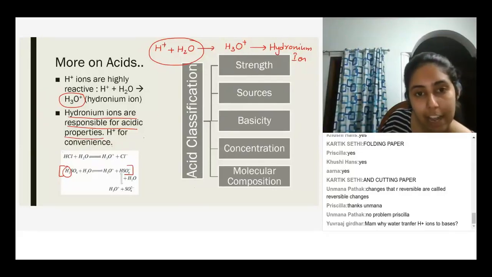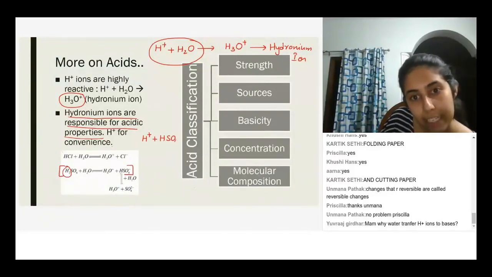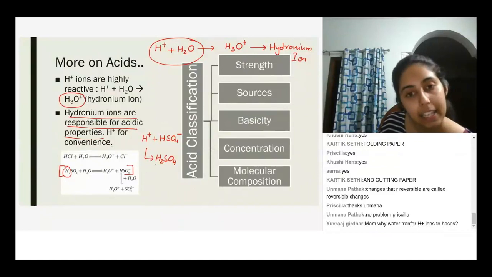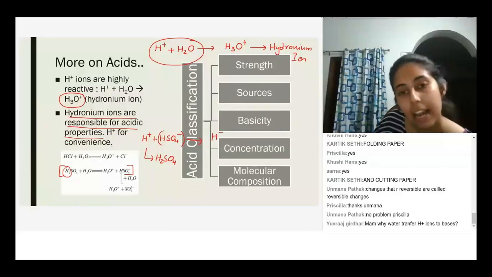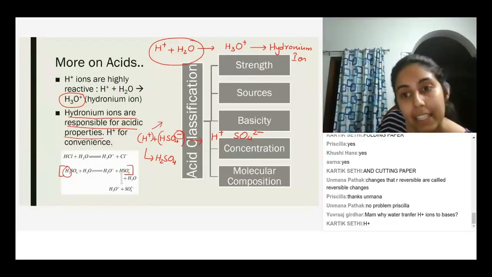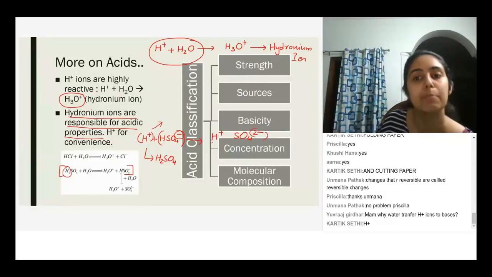So if I have H plus, HSO4 minus will give me H2SO4. Okay, and this can further be broken down into H plus and SO4 2 minus. So why am I getting this minus? Because this H plus has come out. Why am I getting this 2 minus? Because the second H plus has come out.